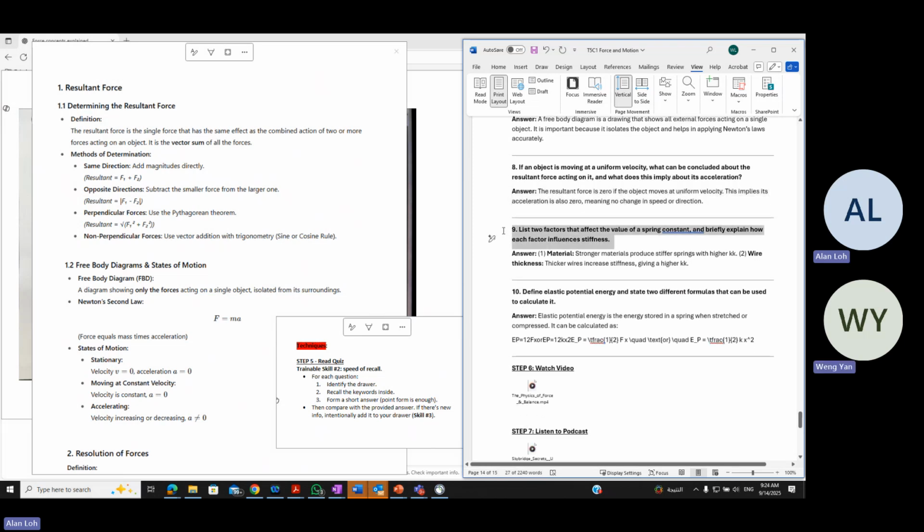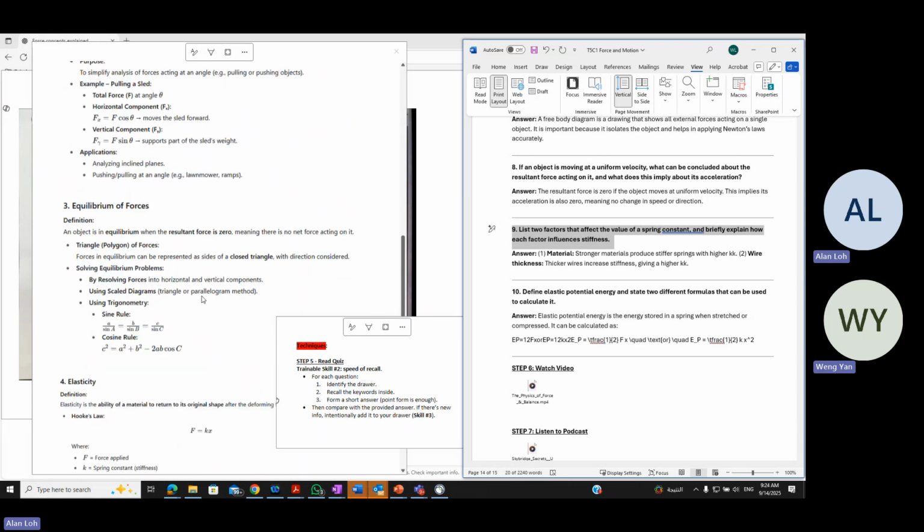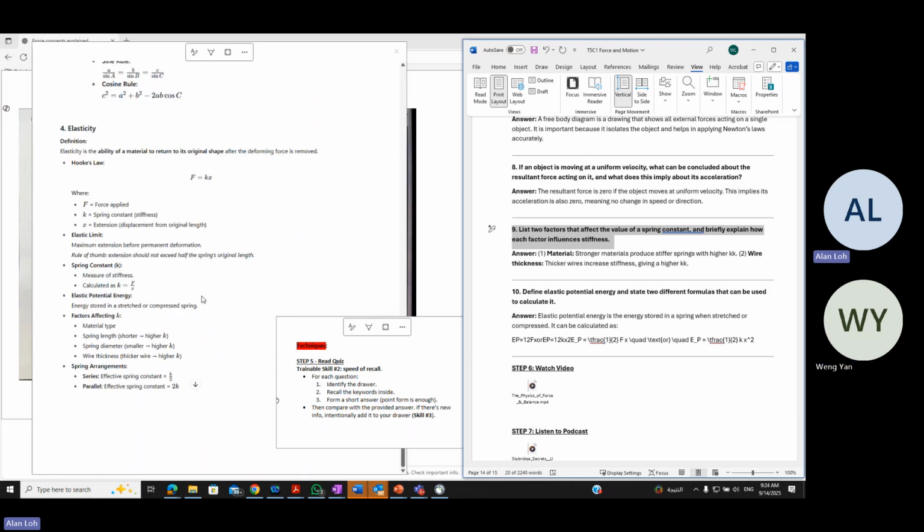These two factors, all factors. This one is the fourth one, which is the test of spreads. You know more than 2. You know all the 4 actually. And you can easily write down all the 4: material, the diameter, thickness, and the length.